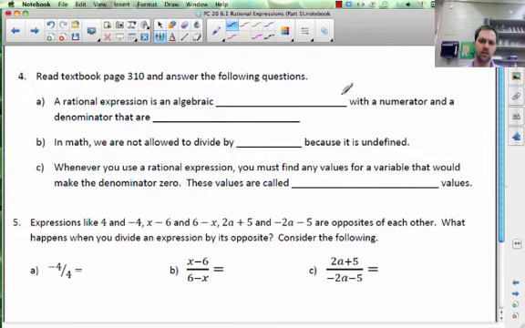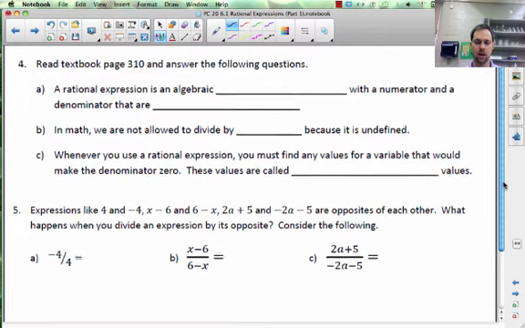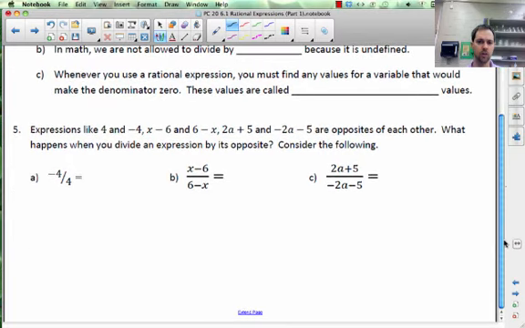Read your textbook, fill in the blanks, and then once you're done that, unpause, come down to the next section, and we'll work through these together.